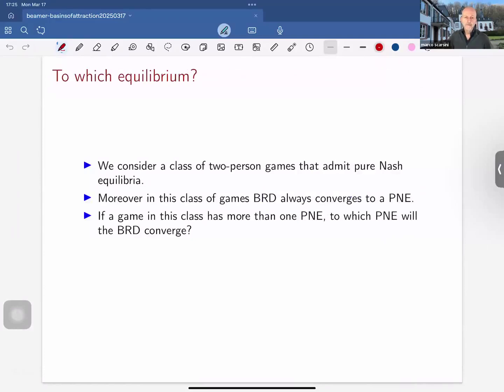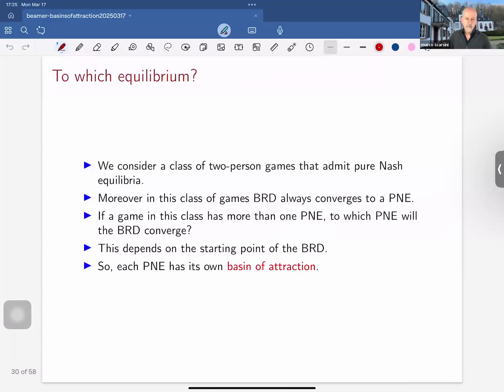So in particular, given that the convergence to one of these equilibria depends only on the starting point of the best response dynamic, we see that we can classify the problem as the problem of basins of attraction. Some strategy profiles lead to a Nash equilibrium. Other strategy profiles lead to another Nash equilibrium, and so on and so forth. So we basically want to partition the set of strategy profiles into classes. Each one of these classes maps into one Nash equilibrium that is reached by starting in any point in this class.